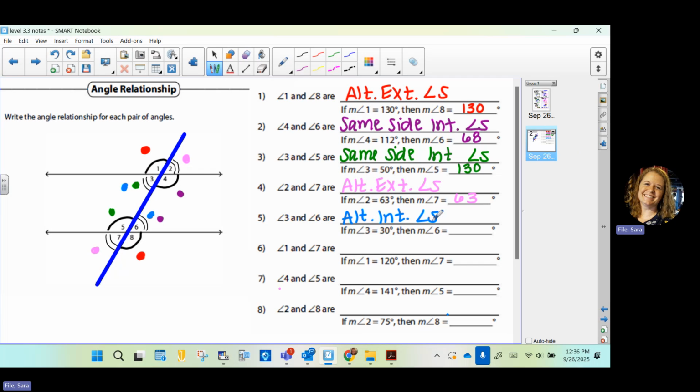Now, alternate interior should also be congruent. Okay, that's an acute and an acute, so these should be equal. So if the measure of angle 3 is 30, the measure of angle 6 would also be 30.